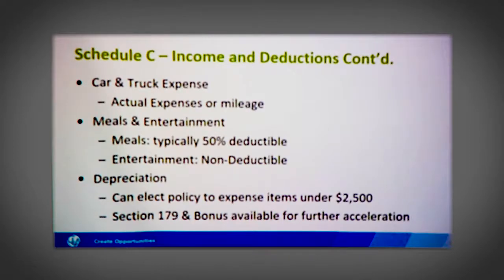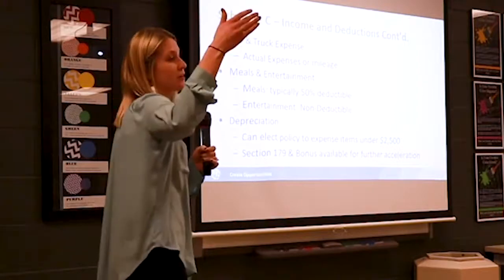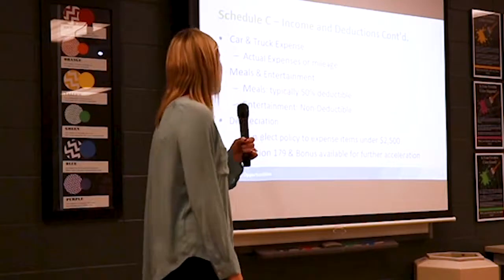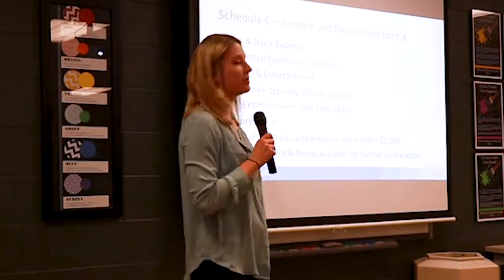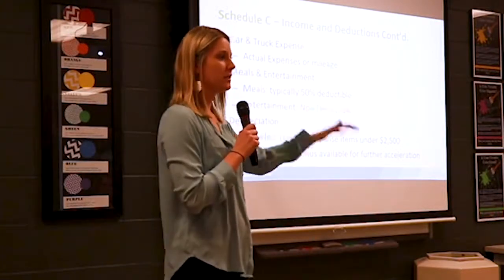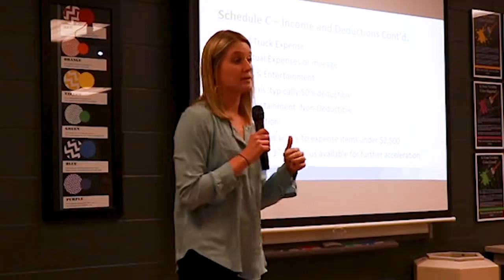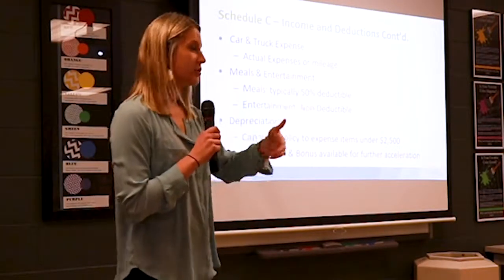And then depreciation. So if you buy equipment, as opposed to getting to expense that right away in the first year, a lot of times you have to put it on your balance sheet and what we call depreciate it over the life of the asset. There is an option to have an automatic policy where you can expense everything that's under $2,500. If something you buy is over $2,500, then you'll have to capitalize that and depreciate it.